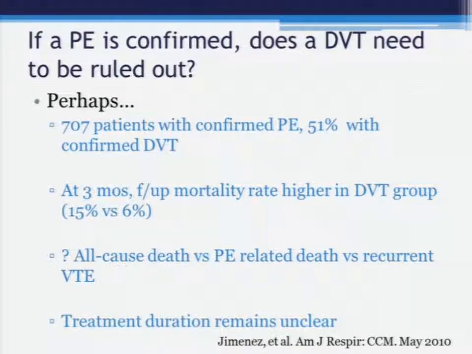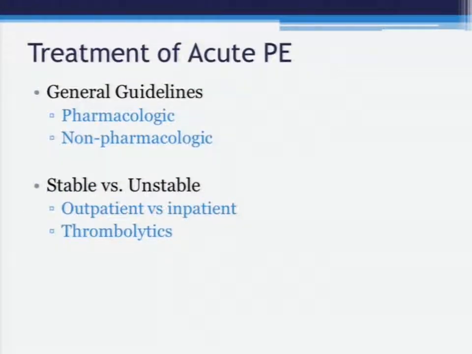Now, at 3-month follow-up, the mortality rate was higher in the patients with DVTs, 15% as opposed to 6% in this study. But whether or not that was an all-cause related death versus recurrent PE versus recurrent VTE, they couldn't ascertain. So treatment duration remains unclear if there is both, but that is something to be mindful of. Perhaps we need to be more cognizant in thinking about getting ultrasounds after we do PE studies. You could argue that it doesn't really change things, but something to think about.